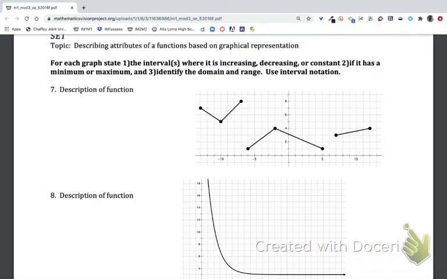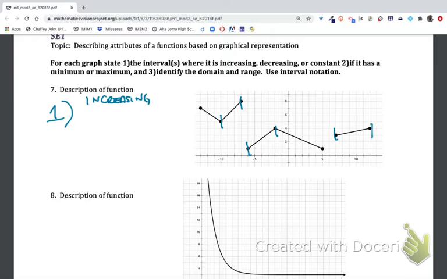For number 7, we have 3 things that we're doing. So for number 7, the first part, we're trying to identify where it is increasing, decreasing, or constant. So we can say that it is increasing from here to here, from here to here, and from here to here.